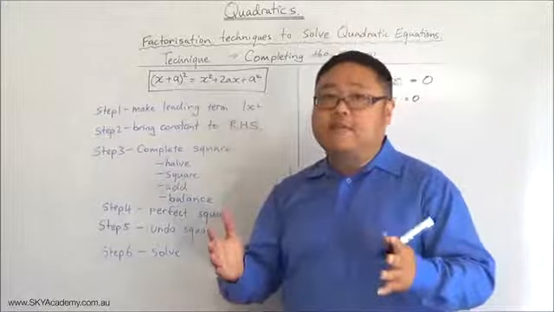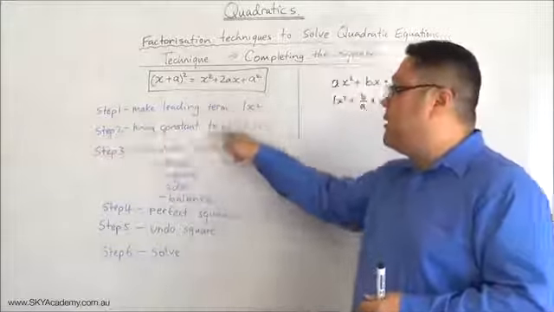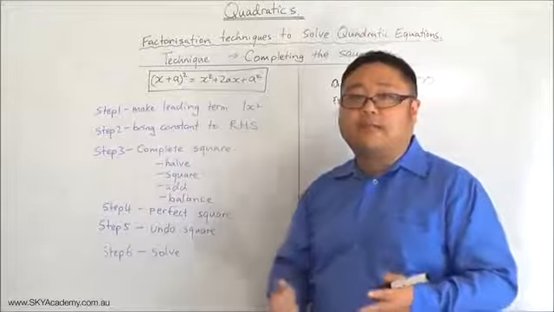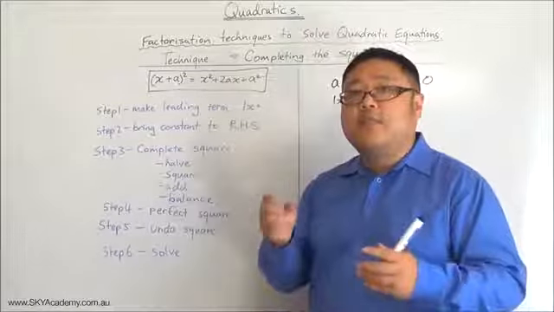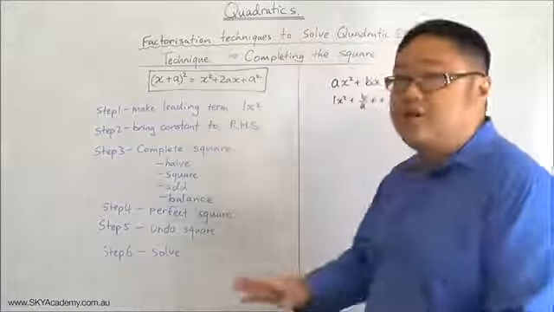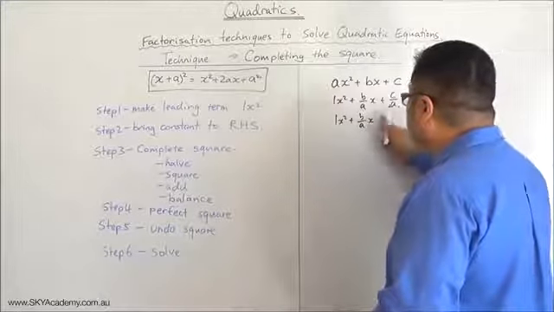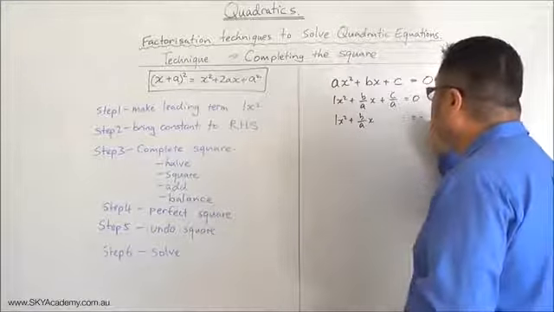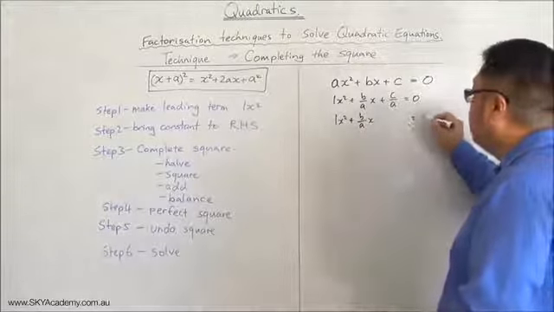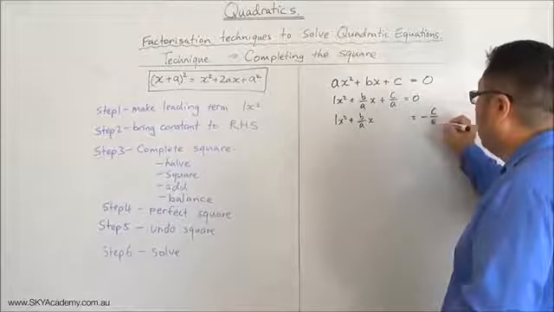The next thing you have to do is step 2, bring the constant to the right hand side. What is the constant? The constant is the term without an x in it. There's no x in it. This is the only term without an x in it. Bring that over to the other side. So that becomes 1x squared plus b over a x equals, well, I might bring the equal sign over here, equals minus c over a.